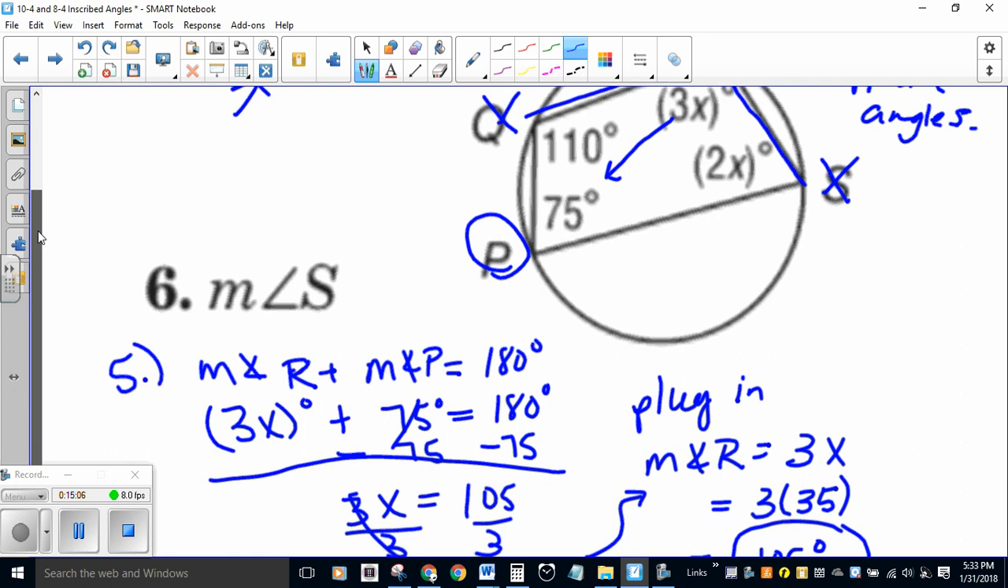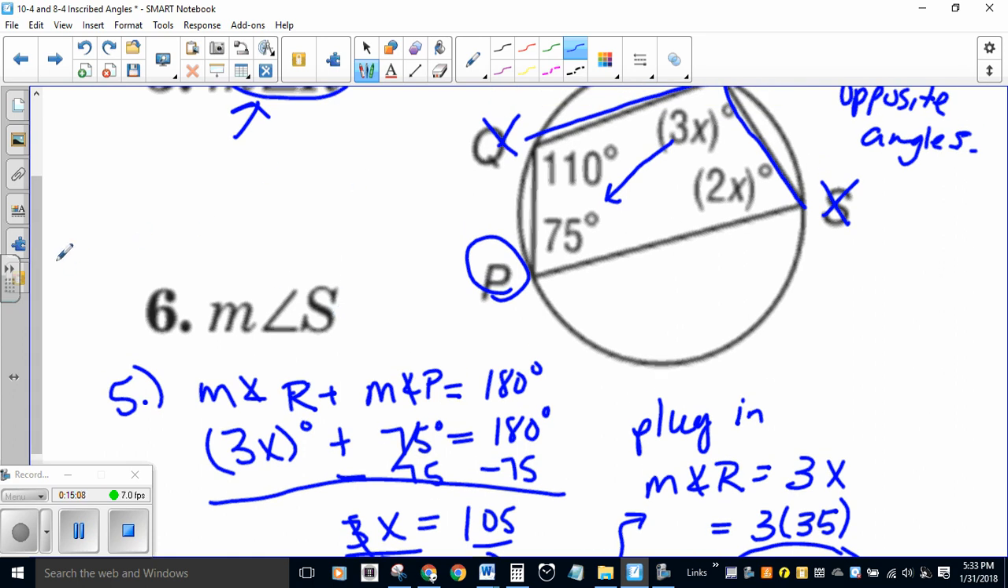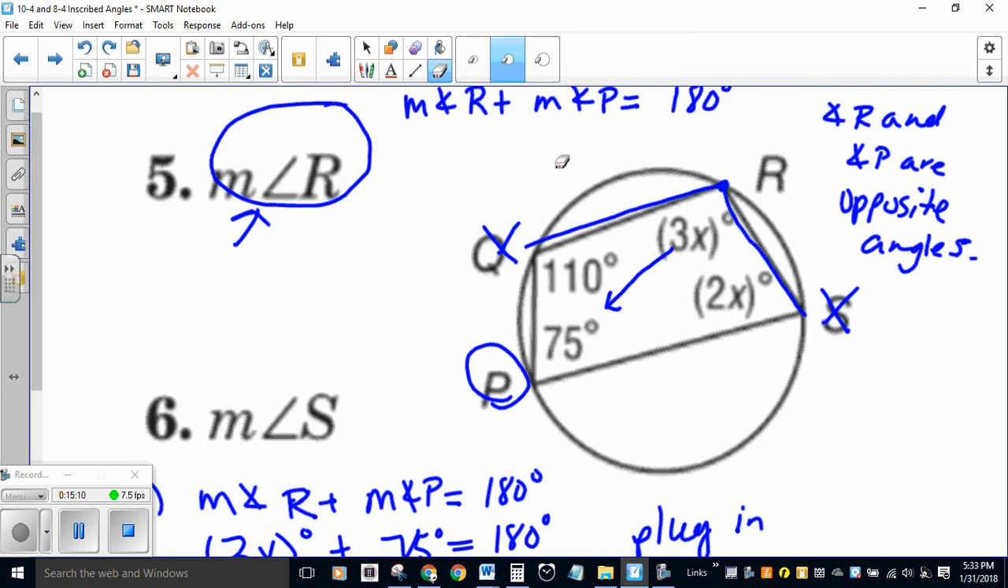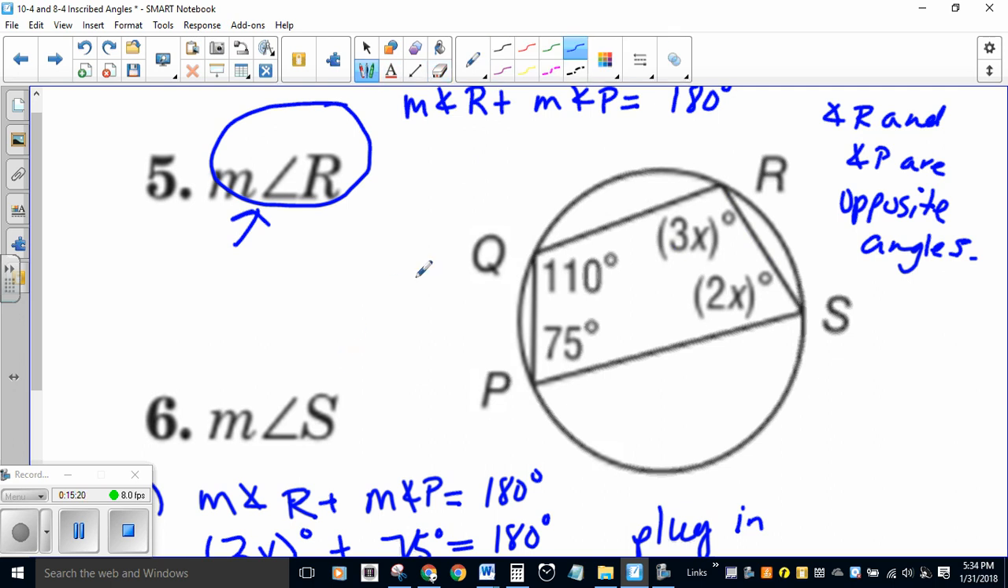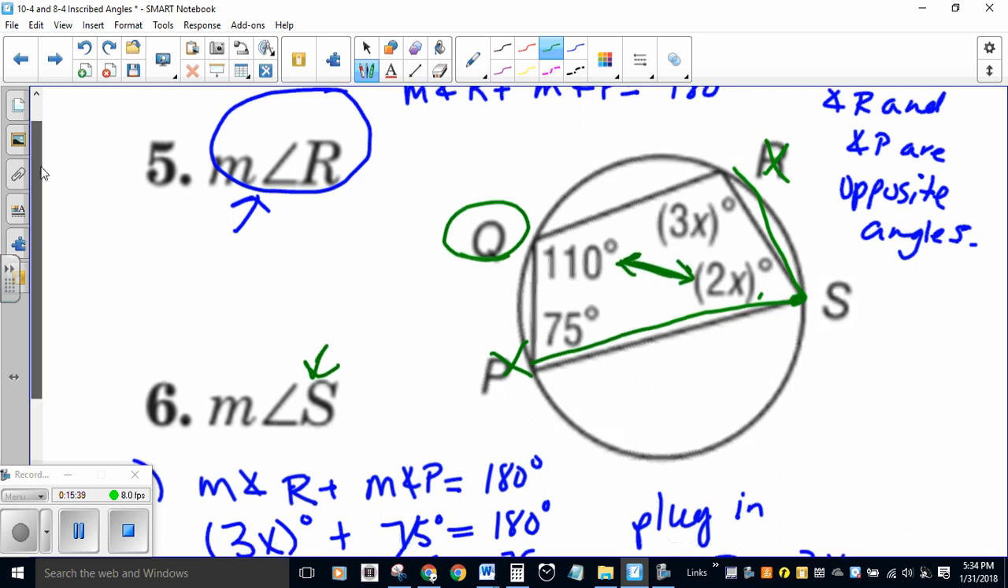Now, number 6 is for angle S. To show this to you, I'm going to erase this part right here. And we're going to look at angle S. I'm going to change color. So angle S is right here. If it connects with the side, we eliminate it. So I go up here, so I eliminate R. And I go down this side, and I eliminate P. So that means its opposite angle is Q, because they're across from each other. Okay?